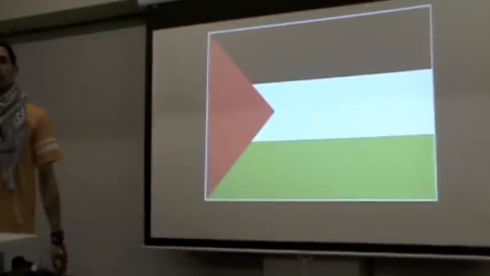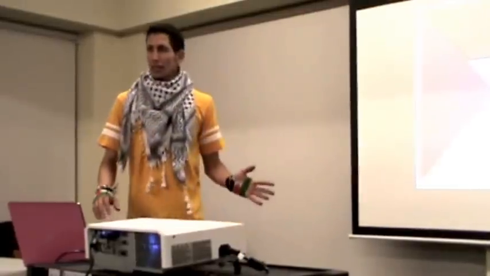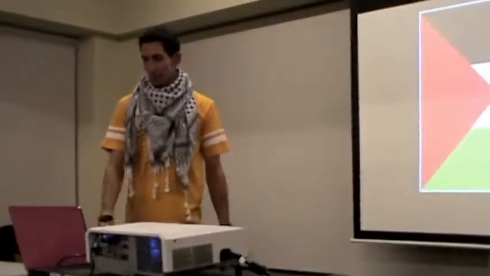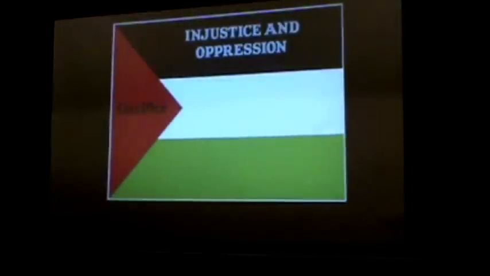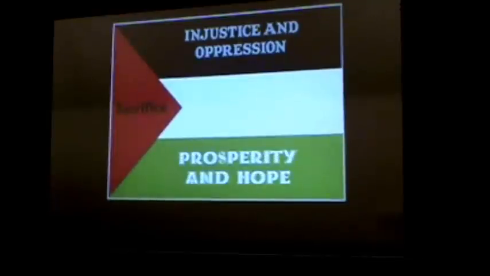Okay, what about the black? Islam. Islam? Yeah, but all the countries have black in there. No, most countries do. Actually, there are different meanings for the colors, but here black is injustice and oppression, red is sacrifice, and green is prosperity and hope. And finally, the one you got, white is peace.